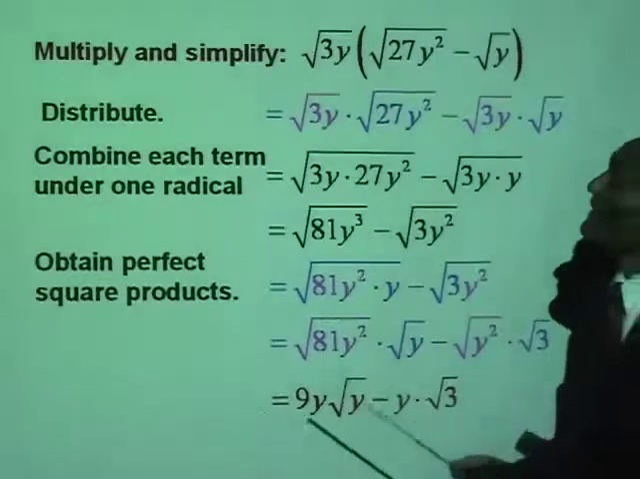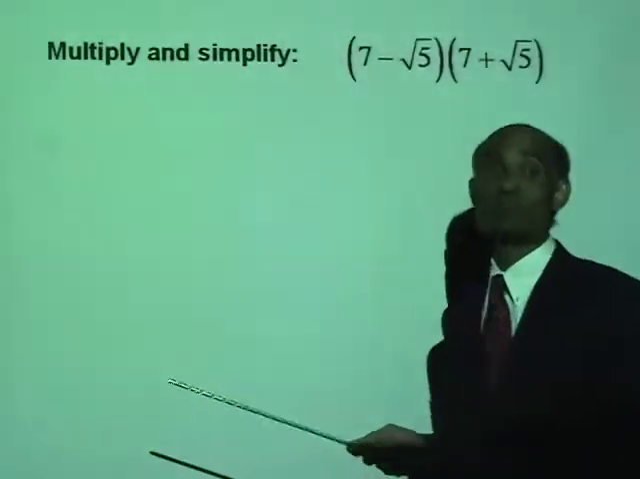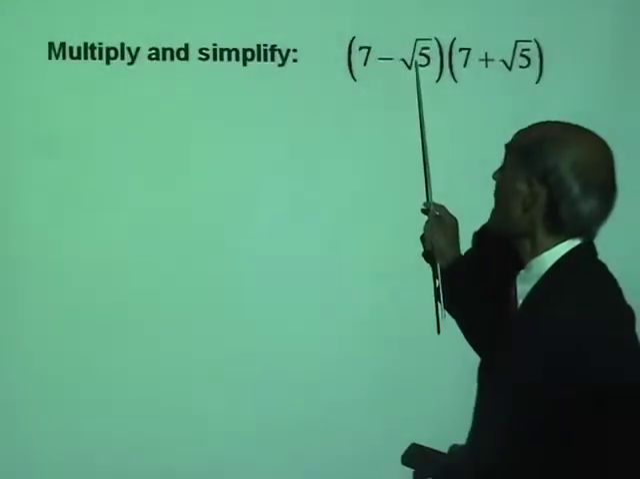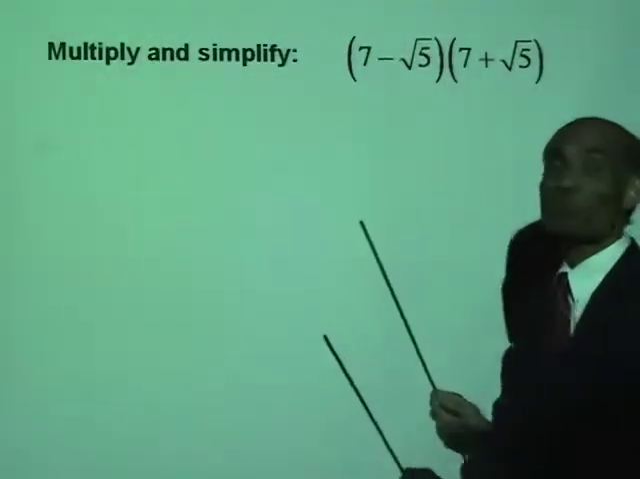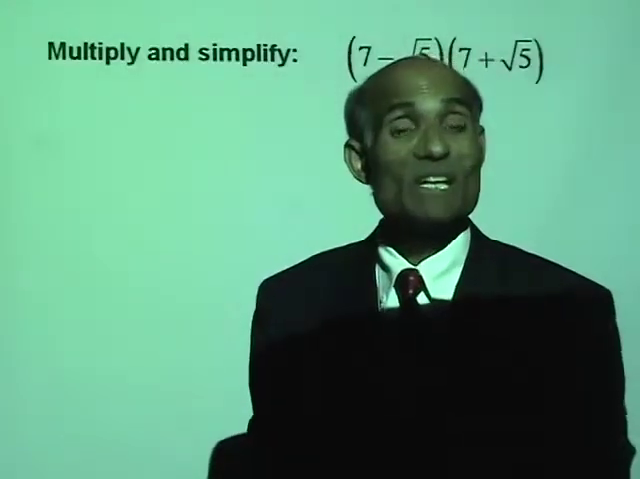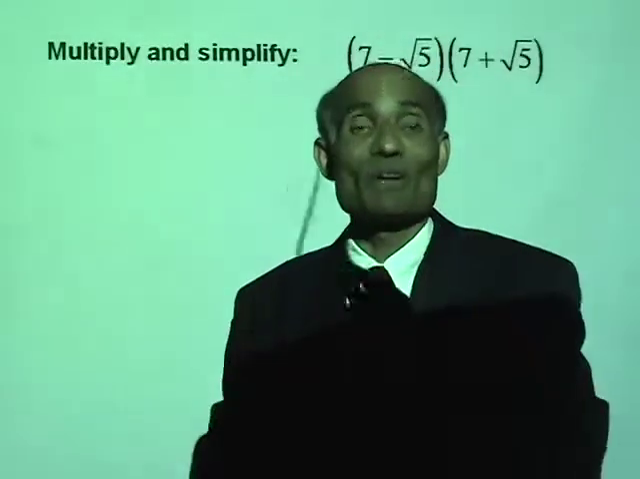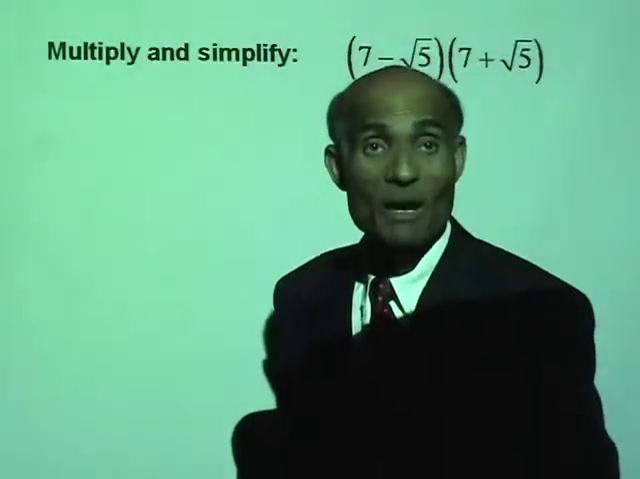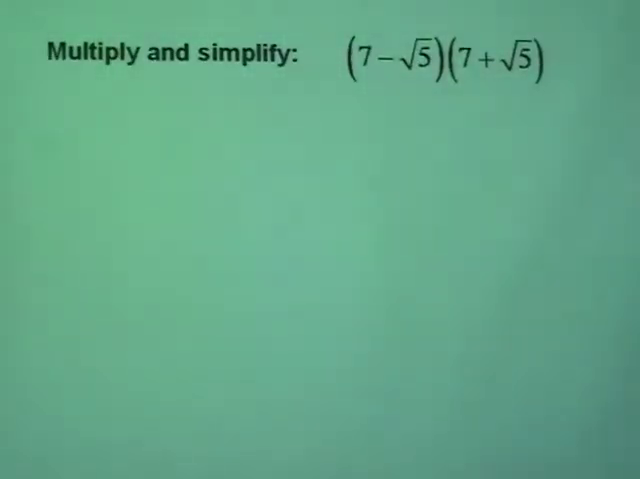Okay, let's try another one. Multiply and simplify 7 minus square root 5 multiplied by 7 plus square root 5. Now, this is going to be the same as multiplying two binomials. Now, do you remember how to multiply two binomials? Let me see if I can show that to you one more time.